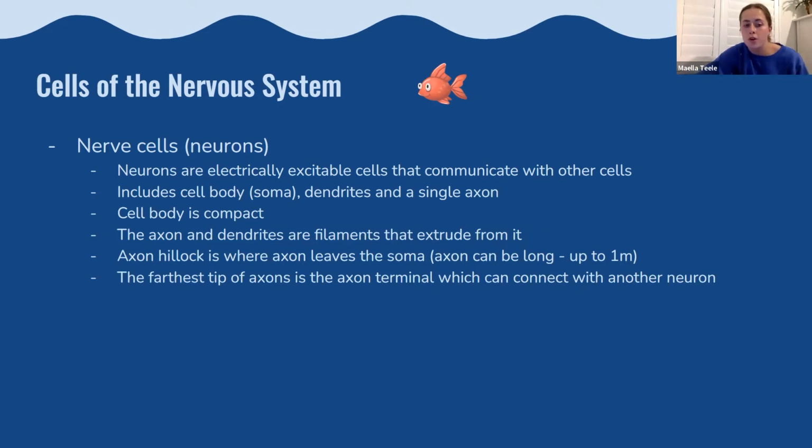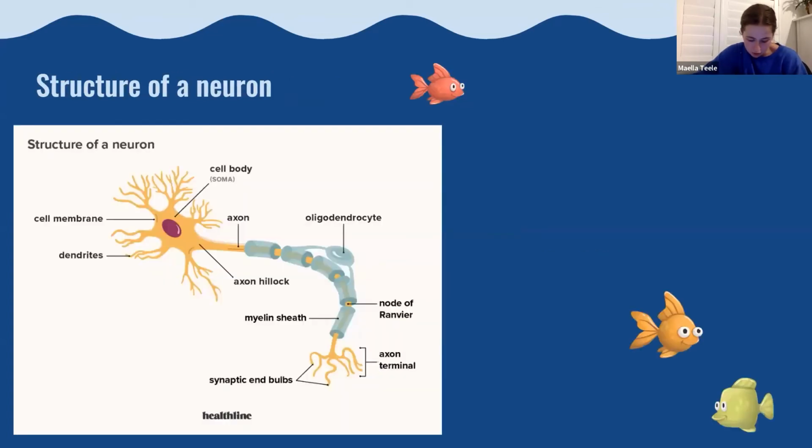First of all, we've got nerve cells, which are known as neurons. Neurons are pretty much just cells that communicate with other cells, whether that be communicating neuron to neuron or communicating to your muscle or to glands. A neuron is composed of a cell body, dendrites, and an axon. The cell body is usually pretty compact, and the axon and dendrites are filaments that extrude from the cell body. So if we go on to the next slide, I'll just show you what it looks like.